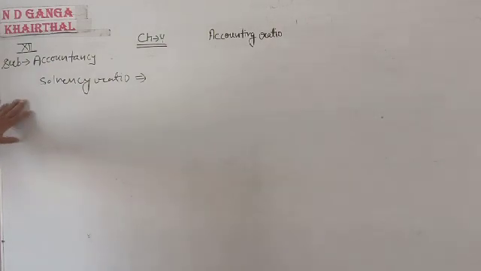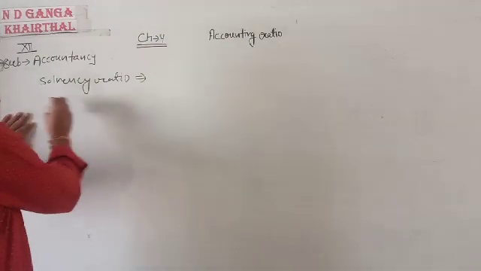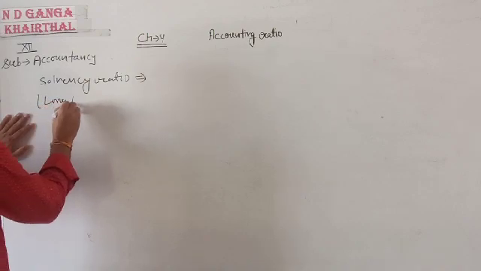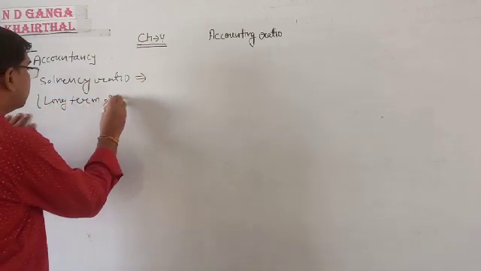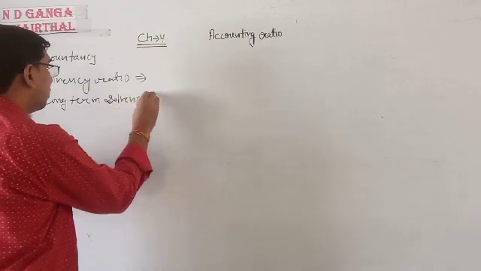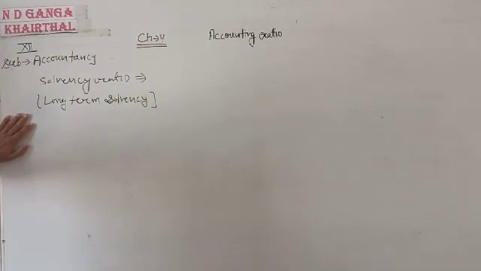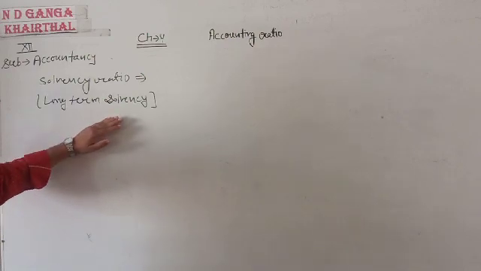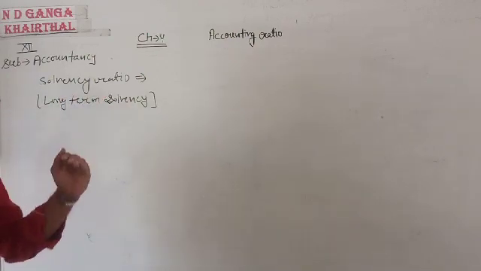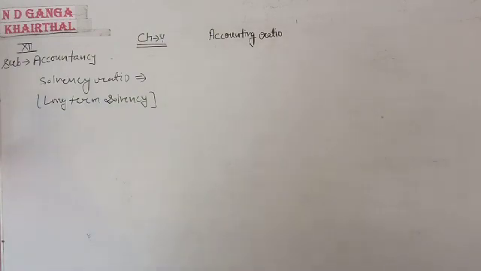Okay. So solvency ratio is known as long term solvency. Solvency of business means that the business is in a position to meet its long term financial obligations. So solvency ratio is again classified under four different ratios.